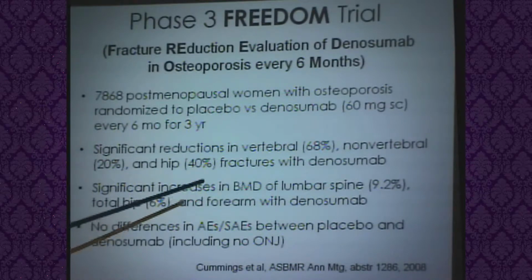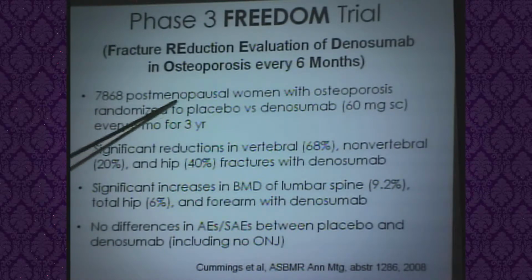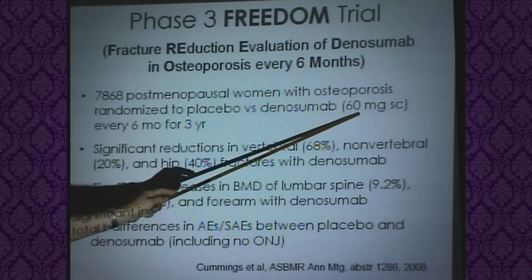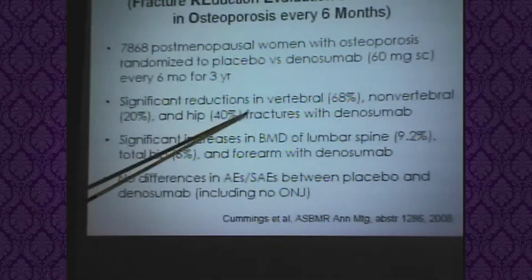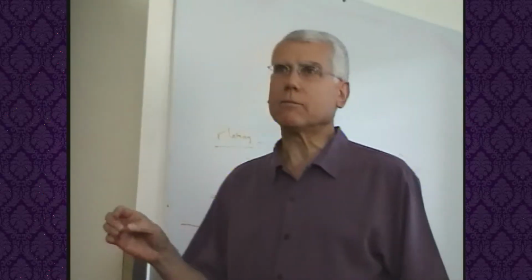But this is really impressive data. Almost 8,000 postmenopausal women with osteoporosis were randomized to placebo versus denosumab, which is given subcutaneously only once every 6 months. So that's going to be very popular, as opposed to having to give IV infusions once a year. Those IV infusions can sometimes have their own side effects, but this looks very promising. There were huge reductions in vertebral fractures, non-vertebral fractures, and hip fractures with denosumab, comparable to or even greater than the effects of bisphosphonates.